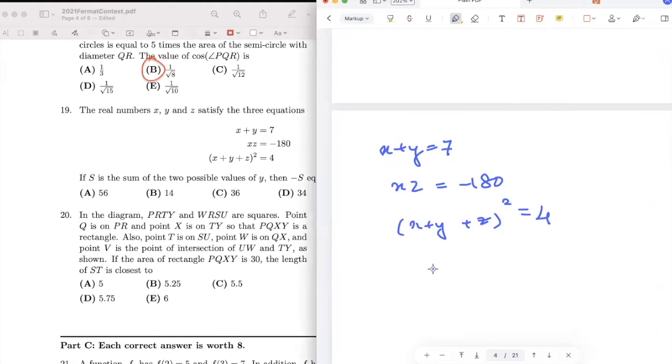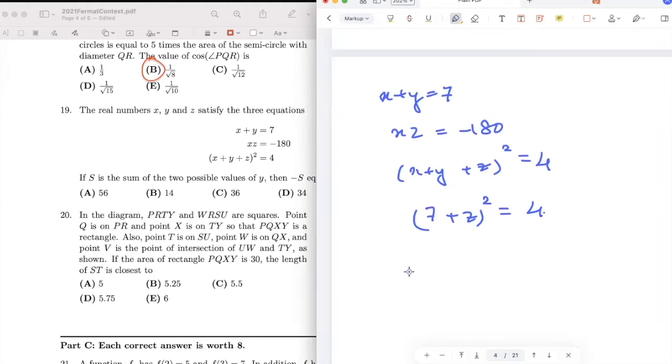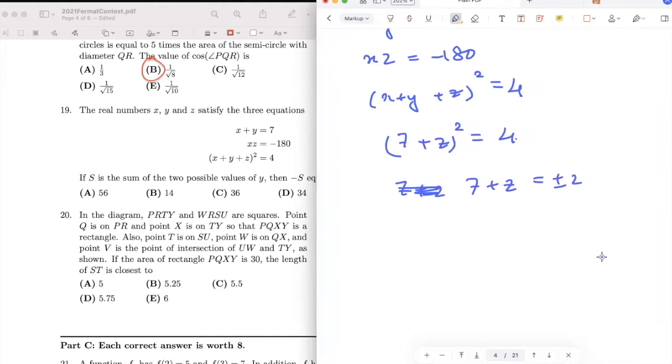Okay, so x plus y is 7. So I can say 7 plus z whole square is 4. So 7 plus z is plus minus 2. So z is minus 7 plus minus 2. So minus 5 or minus 9.